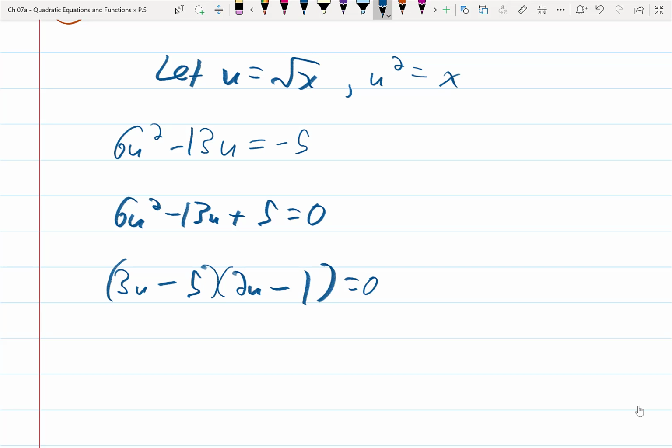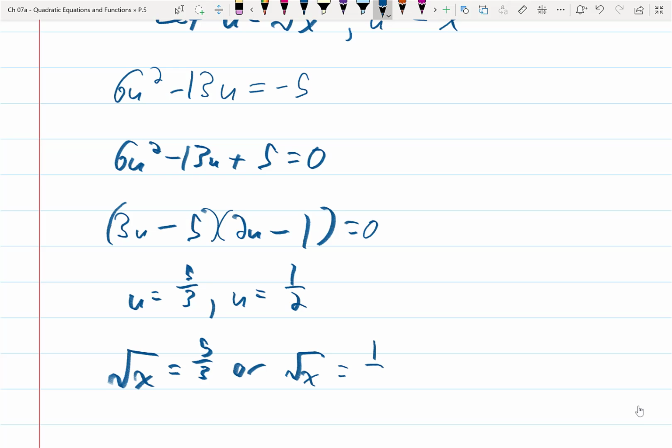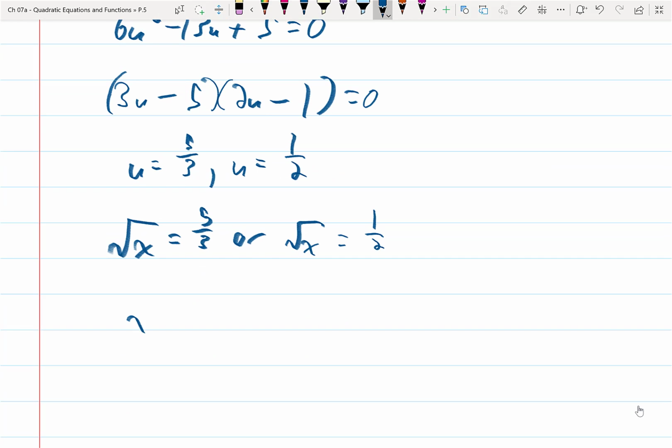And we get u is equal to 5/3, or u is equal to 1/2. We switched the factoring around and made it work. While you were standing up and not looking, we just did that. So I get root x is equal to 5/3, or root x is equal to 1/2, which means that x is equal to 25/9, or x is equal to 1/4.